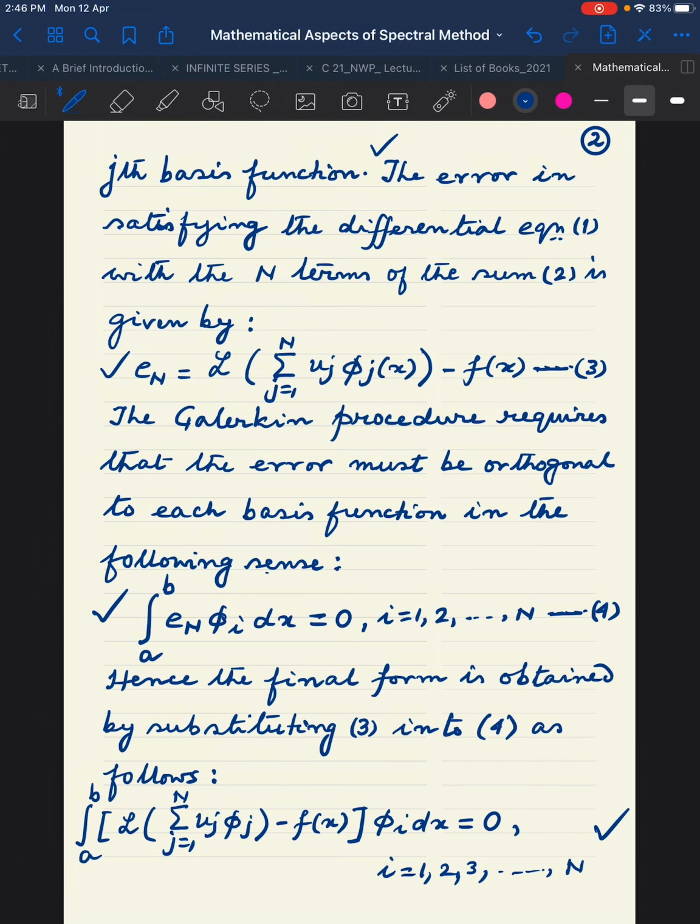You see, integral a to b, we have put the value of en from 3 into 4 so that we get this equation: integral a to b L of summation j equal to 1 to n uj phi j minus fx, whole into phi i dx equal to 0, where i is equal to 1, 2, 3 up to n. We are concentrating on n points, right?